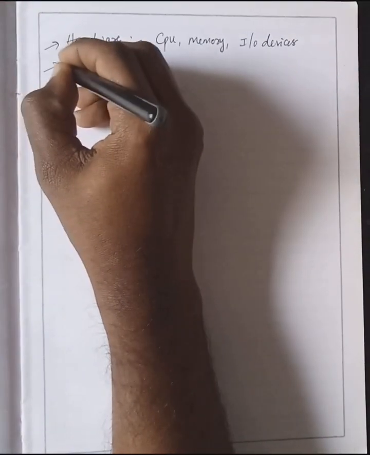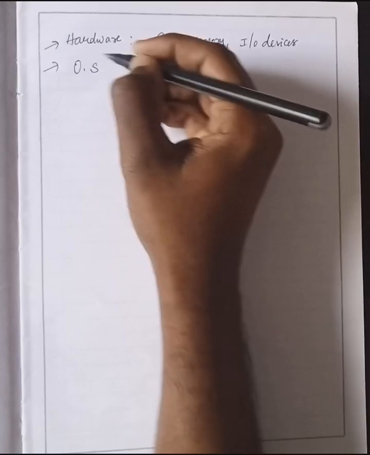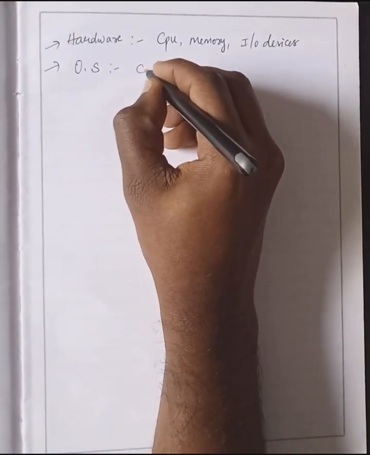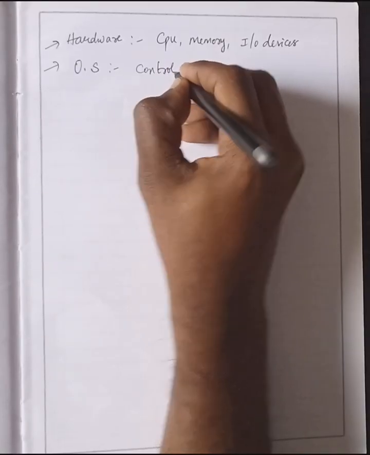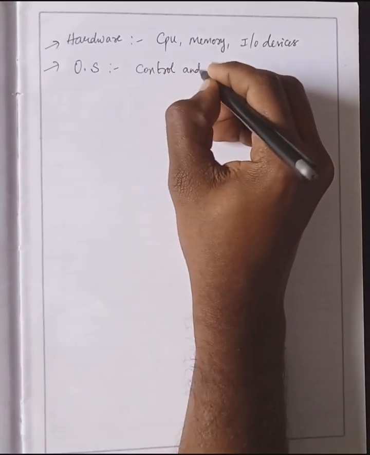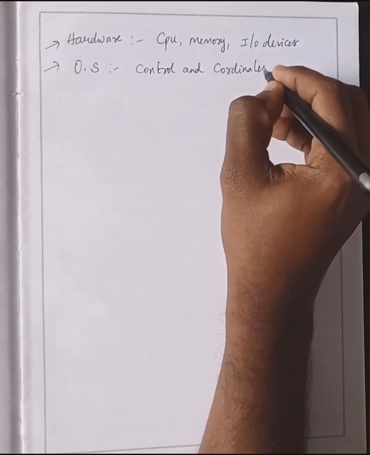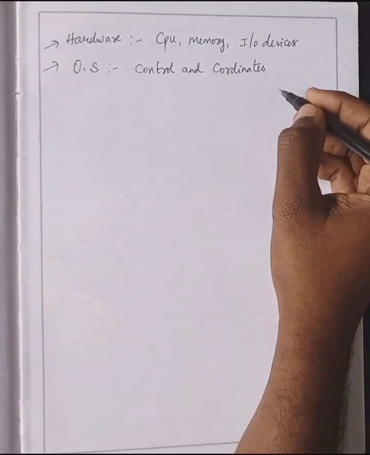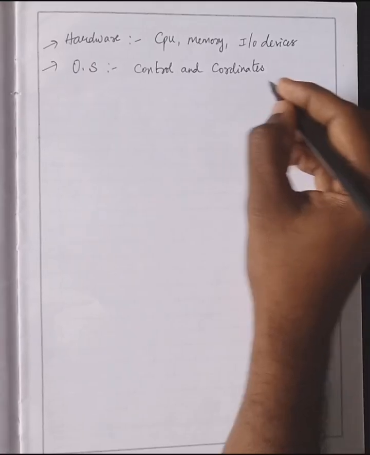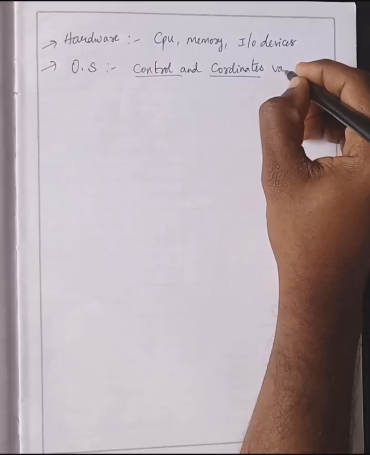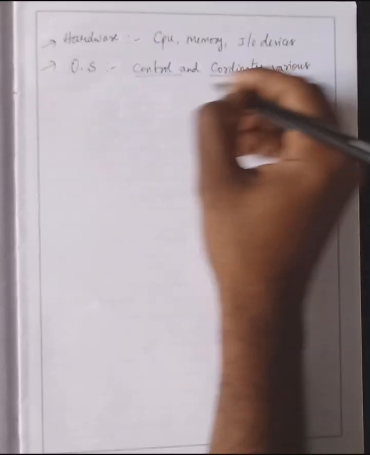Next, our OS, the operating system. What is the main thing the operating system is going to do for us? It's going to control and coordinate all the hardware. If you have different hardware without an OS, how would they communicate and coordinate with each other? It is also going to control and coordinate all the applications, various apps.